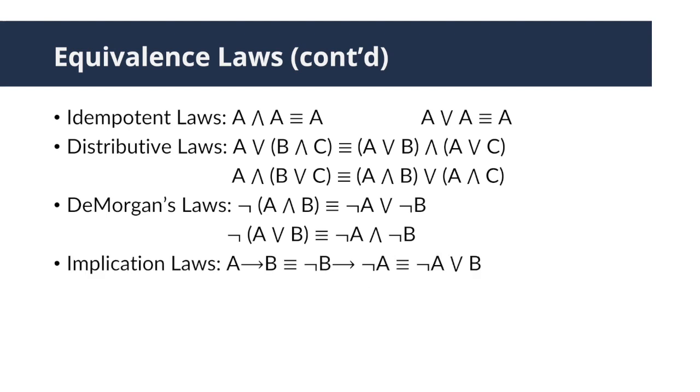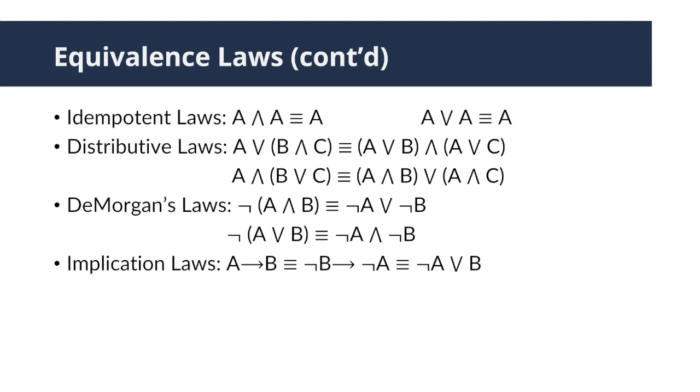The last group is implication laws. In the previous lecture, we already showed that these three propositions are equivalent. And we are going to use this implication law a lot in the rest of this class. So now we have seen 9 groups of equivalence laws.